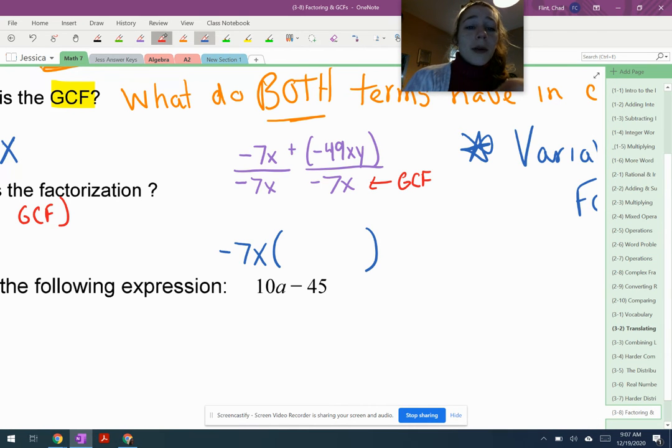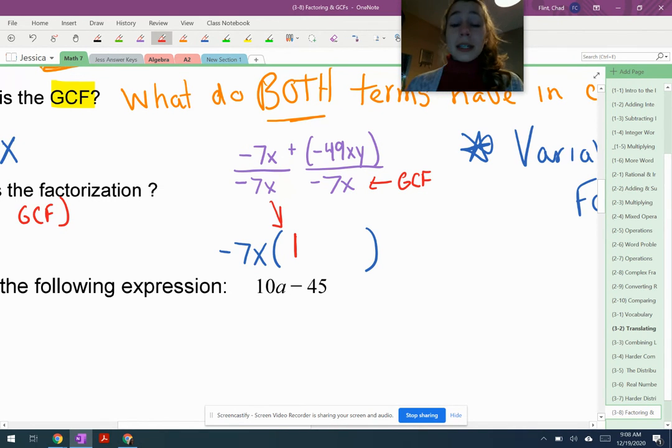So now inside my parentheses, if I have negative 7x divided by negative 7x, well, that's like having negative 7 divided by negative 7, or 1 divided by 1, or 10 divided by 10, or x divided by x. All of those things just give me 1. So we have a 1 left. It can't cancel out to be nothing because there isn't nothing there. 7 divided by 7 is 1, not 0. So this simplifies to 1.